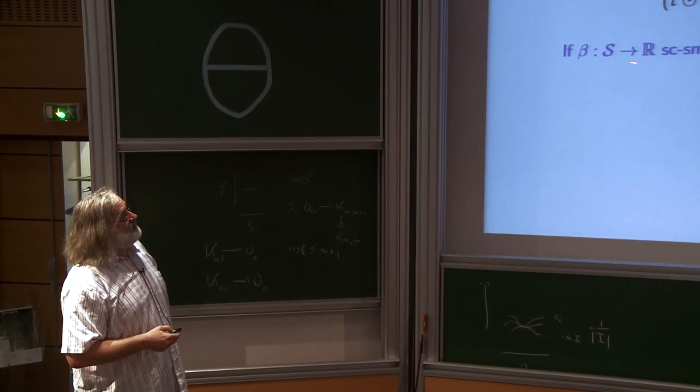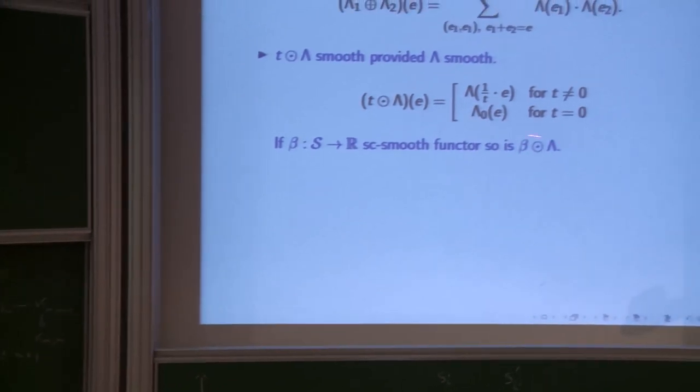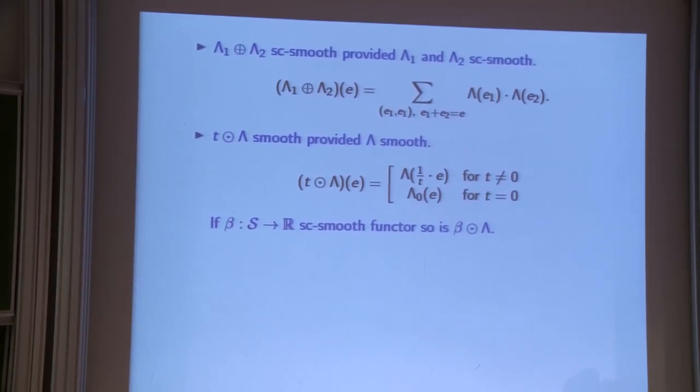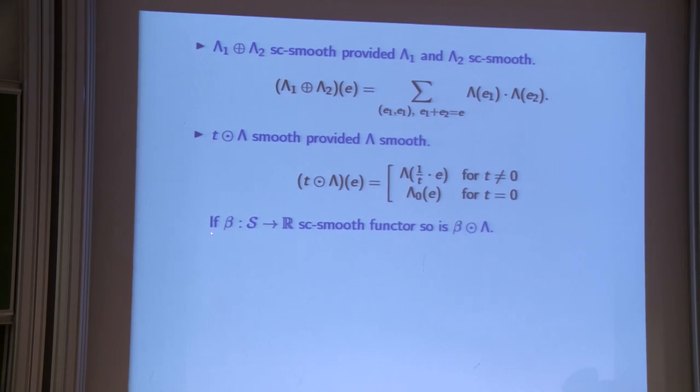So then, if you have an SC smooth functor into R, it's clear what that means. That means if you compose it with a uniformizer, it's SC smooth. Then you can put that in front of it here.